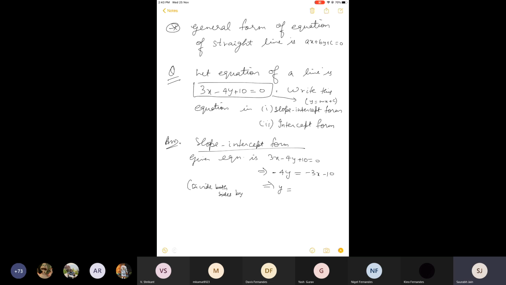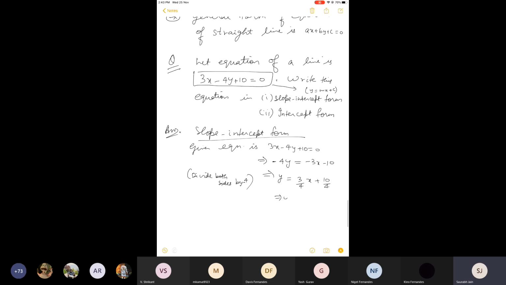Next step you will get the answer. Minus 4. Okay. So this will become y. This will become 3 by 4 x. And this will become 10 by 4. You can further write it as y equals 3 by 4 x plus 5 by 2. Now very easily we have changed this into slope intercept form.